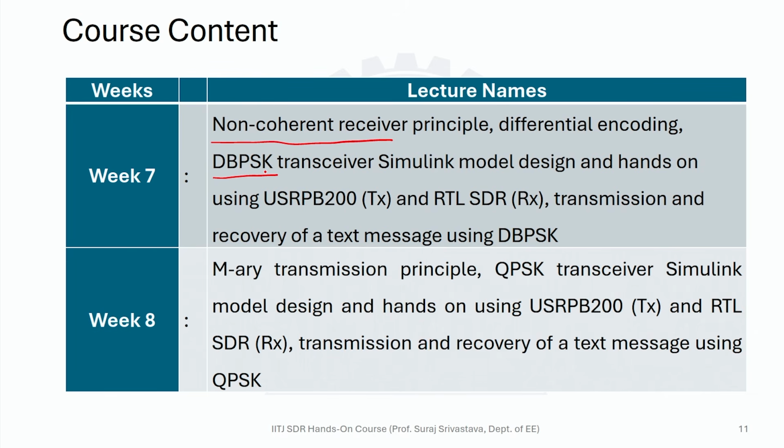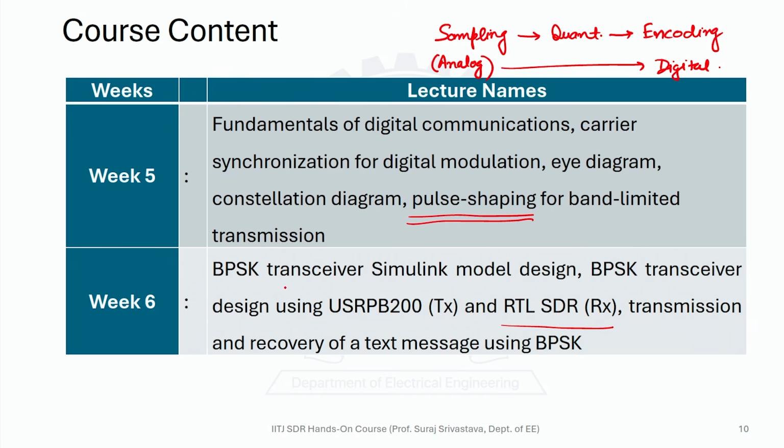We'll transmit a message signal, a digital or binary message signal, using the B200 SDR and receive using the RTL SDR. So you'll see that with the non-coherent receiver also, we can recover the signal with much lower complexity as compared to the traditional coherent receiver. So this BPSK, when we are saying, this is the traditional coherent receiver.